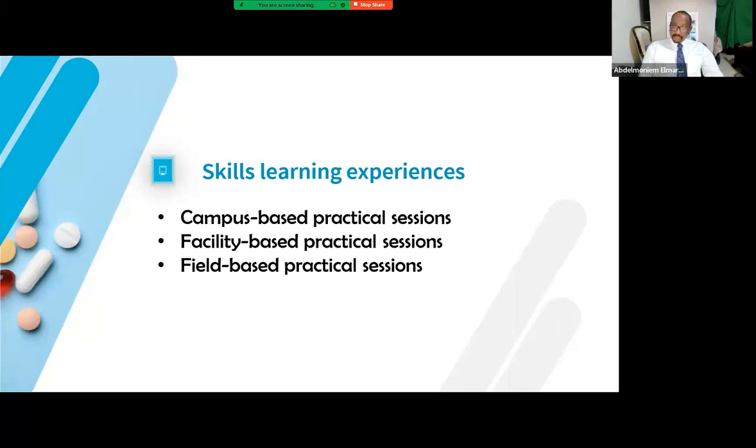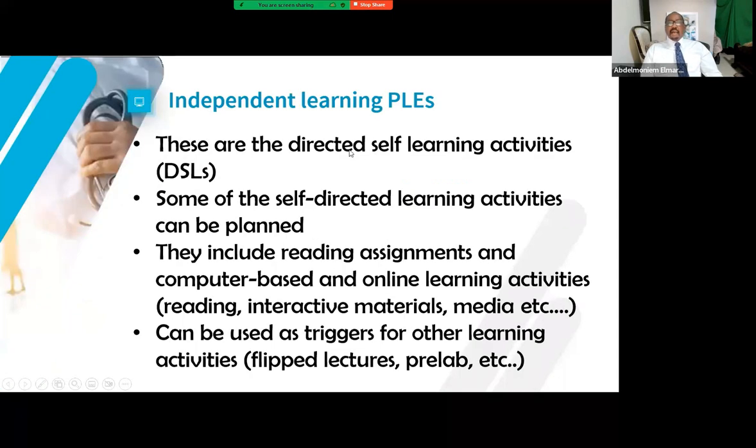Now, there are field-based practical sessions: rural residences, visits to factories, to the market, and many other places. I mentioned the water sanitation plant and all of this. These are called field-based practices. So they are campus-based, facility-based, or field-based practical sessions.